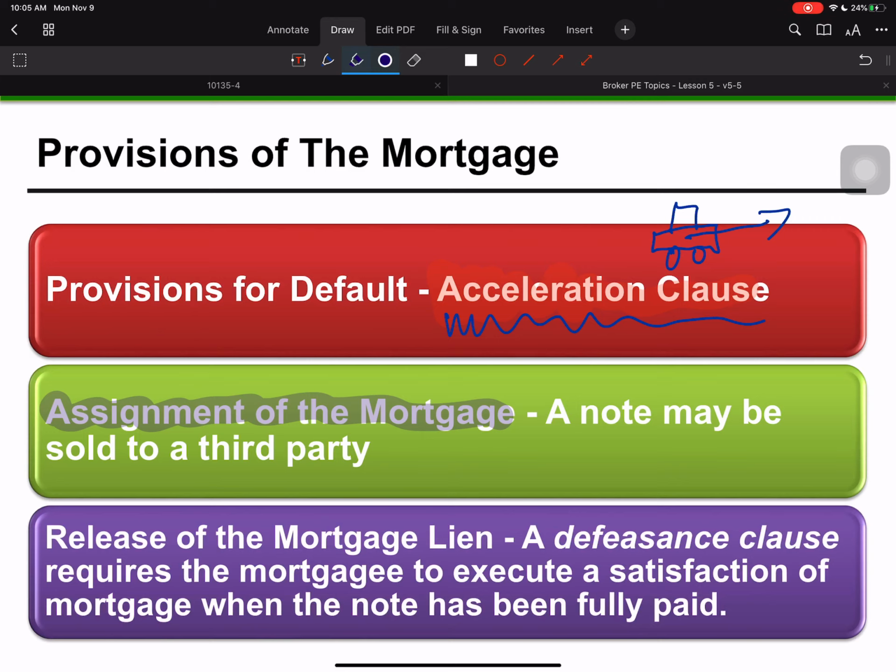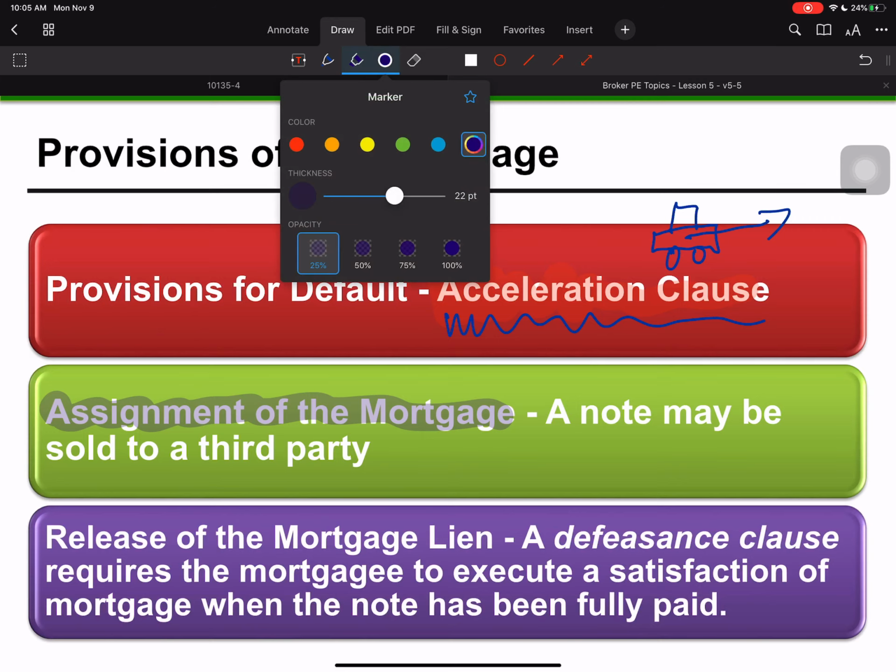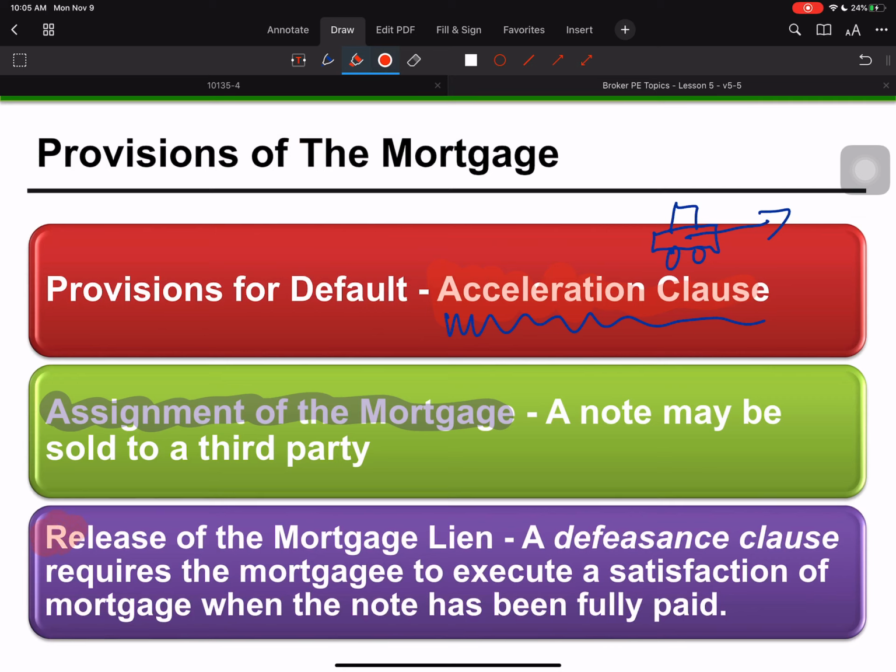Okay. Release of mortgage lien. We'll have something called a defeasance clause. The defeasance clause requires the mortgagee to execute a satisfaction of mortgage when the note has been fully paid. So the defeasance clause is when we defeat the mortgage.